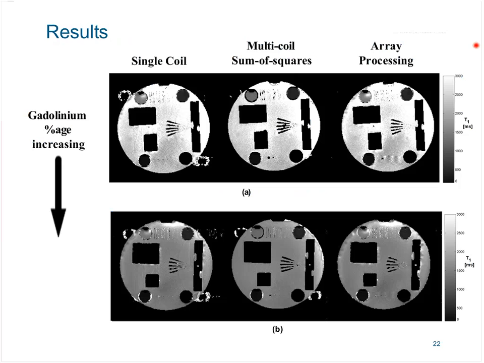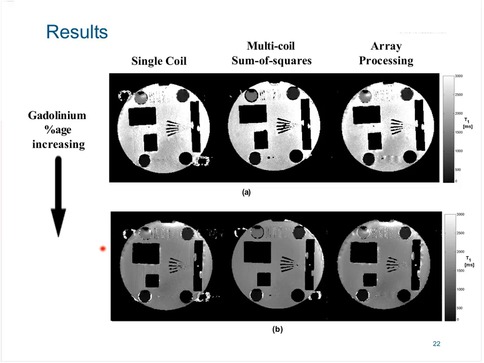This method is basically applied to a phantom, but we have done 5 different experiments, and in every experiment the percentage of gadolinium, which is used to enhance the relaxation rate, was increased. So if we look, let's say, at the first column, this is a T1 map of the phantom. It's reconstructed using a single coil method. And in the second row, the percentage of gadolinium is increased, so the relaxation time is supposed to decrease.